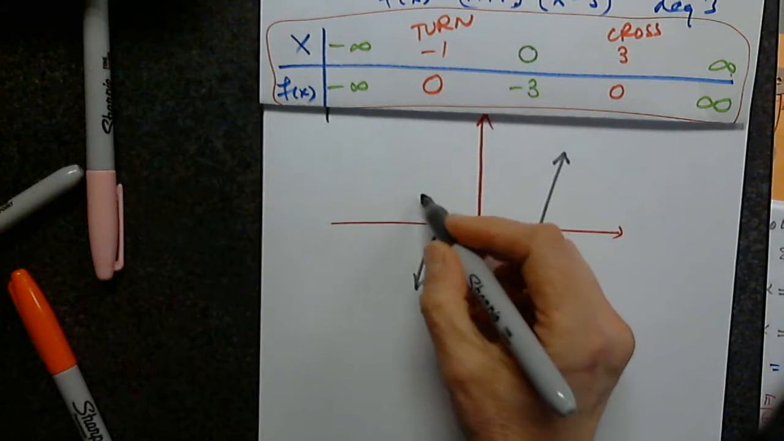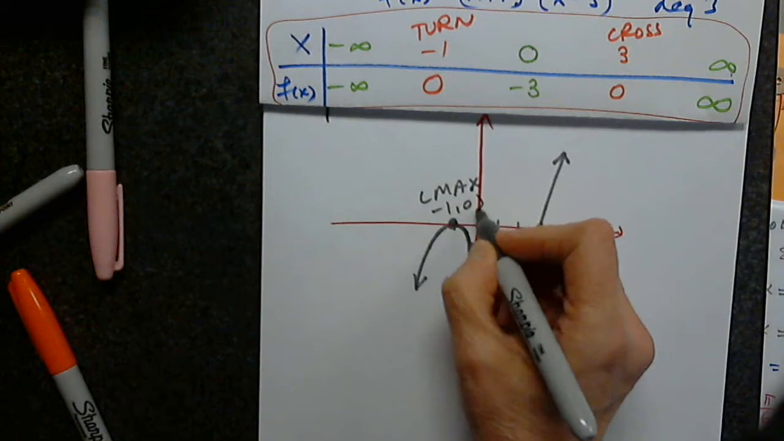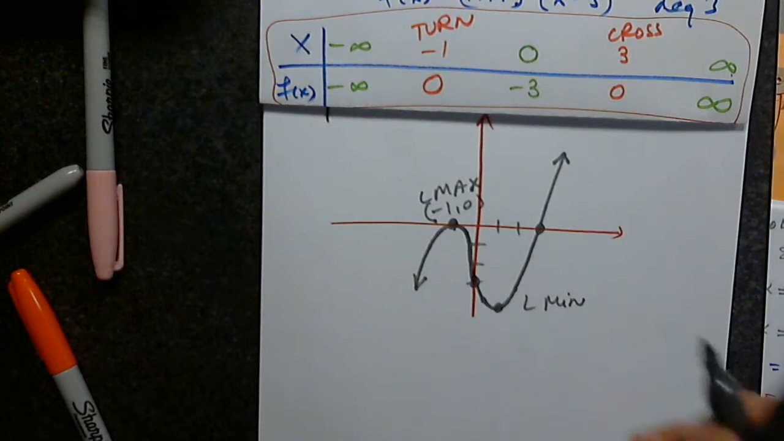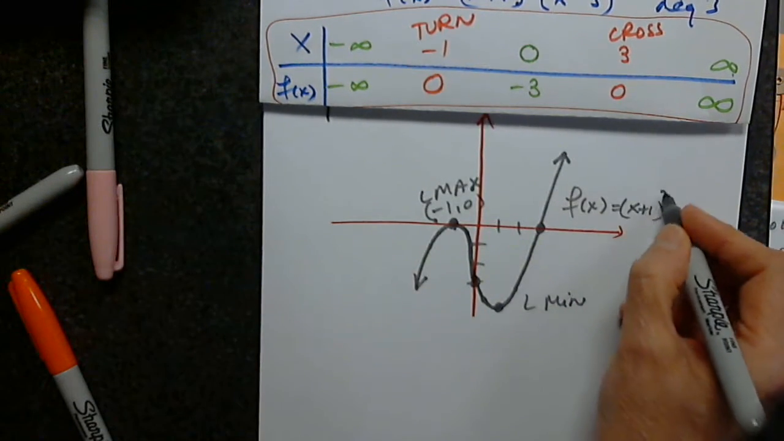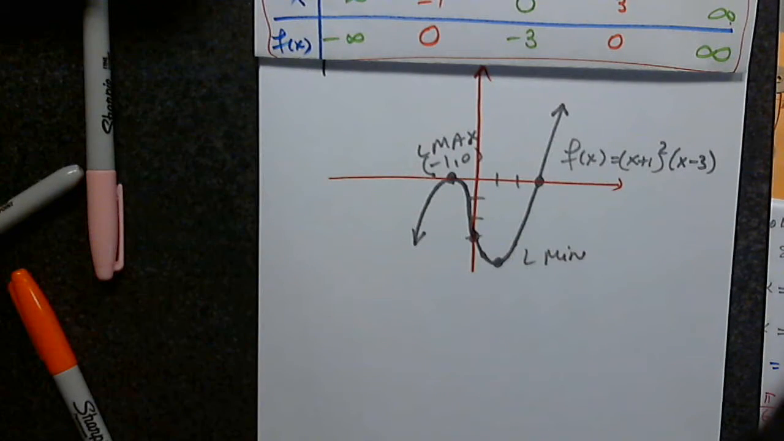Yes, I know that this is a local max, and I know that it's negative 1, 0. I do not know this local min, but I know for sure that this is the graph of (x+1)^2(x-3). Now, I will put it in the graphing calculator.